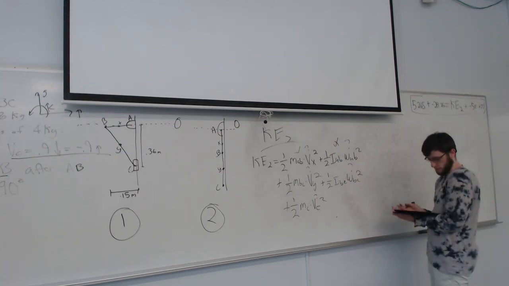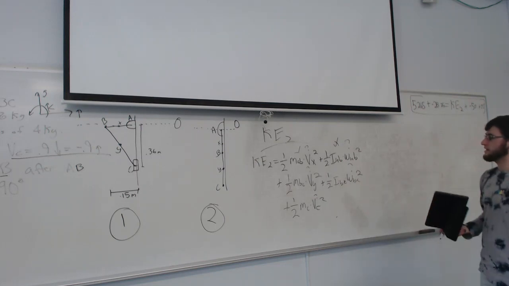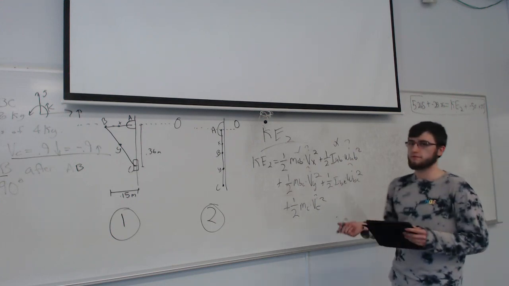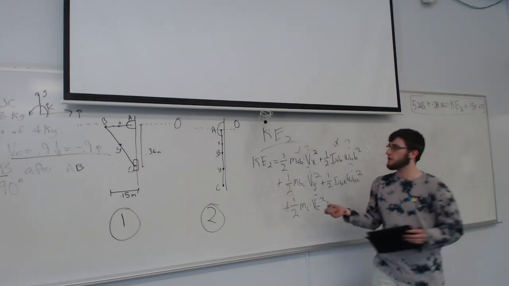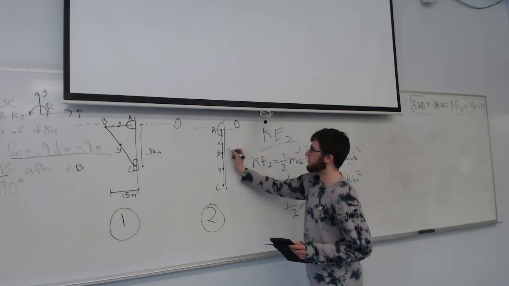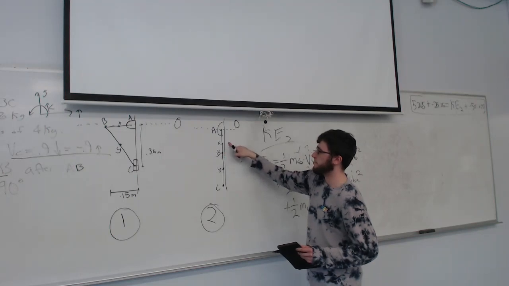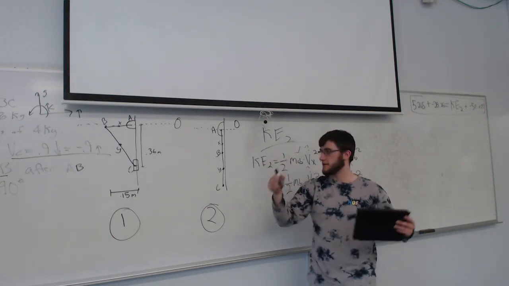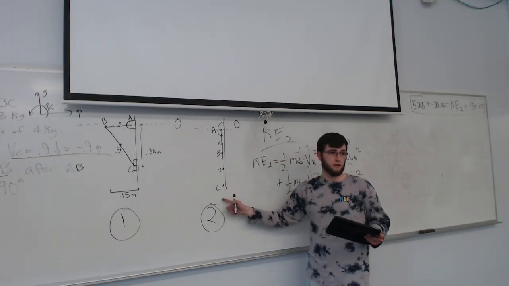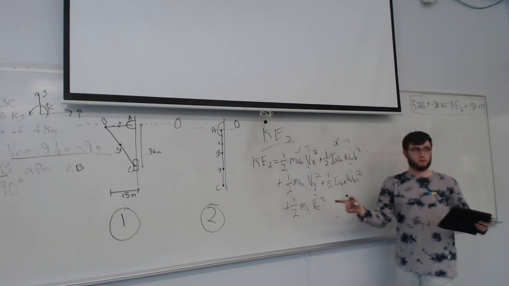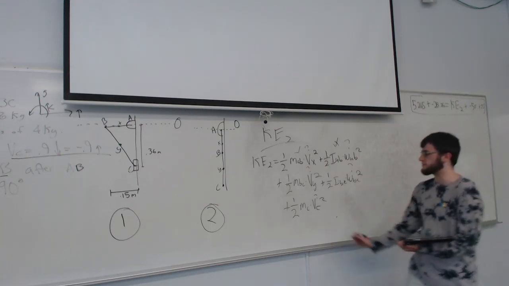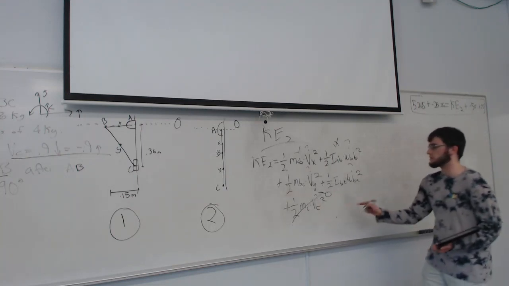Now, I don't have time to prove this, but the velocity of c at point 2 is 0, and it's because of the instantaneous center of rotation stuff. So if you look at the velocity vectors of x, b, and y, you'll see that when you draw the instantaneous center of rotation, they all intersect at c. So the velocity of c is 0. I can prove it after if anyone's curious, but I don't have time to go through it. So this whole term goes to 0.